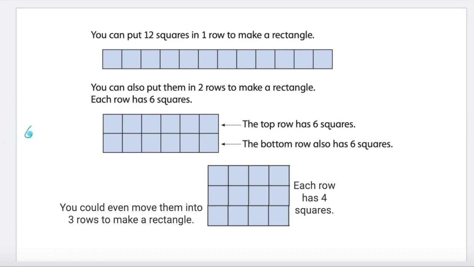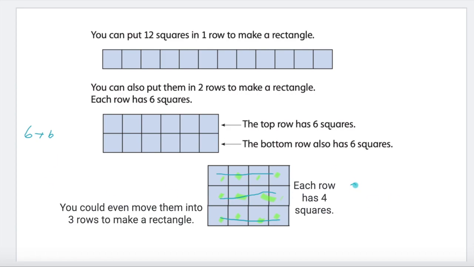Remember, this one was like thinking about 6 plus 6 because each row has 6 in it. But you could move the squares around one more time and make a shorter rectangle that has 4 in each row. 3 rows with 4 squares. We've still got 12. 1, 2, 3, 4, 5, 6, 7, 8, 9, 10, 11, 12. But now they're just organized a little differently. 1 row, 2 rows, 3 rows. 3 rows of 4, and we can prove that that's still 12.